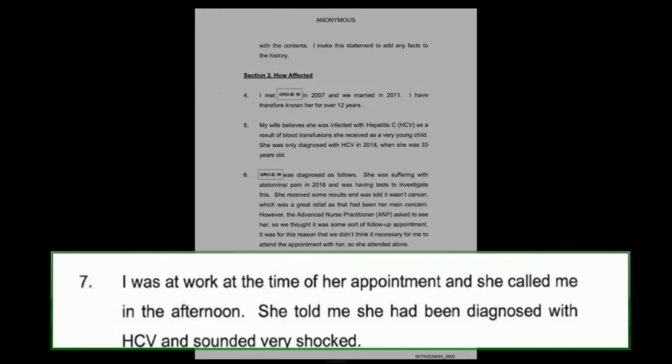I was at work at the time of her appointment and she called me in the afternoon. She told me that she'd been diagnosed with hepatitis C and sounded very shocked.